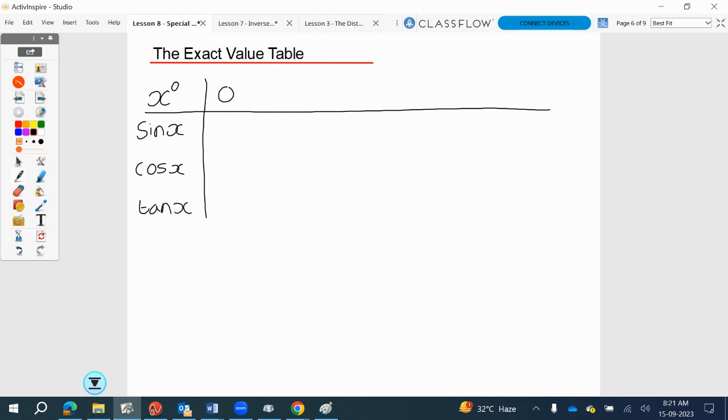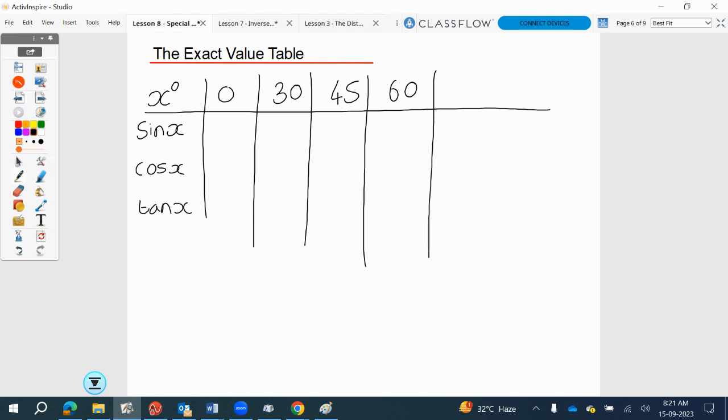The angles that are of interest are 0, 30, 45, 60, 90. There's a pattern to these. It jumps in a couple of ways. We're going up by 45 degrees every other one. We've got a pattern here going up by 30 degrees, and so on. Next up, we put in our values.